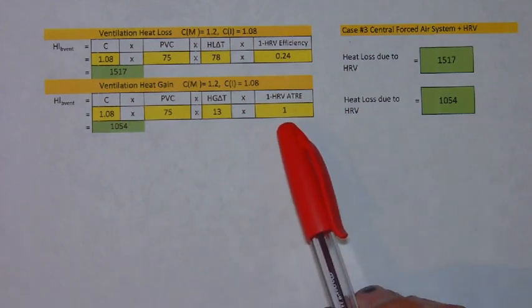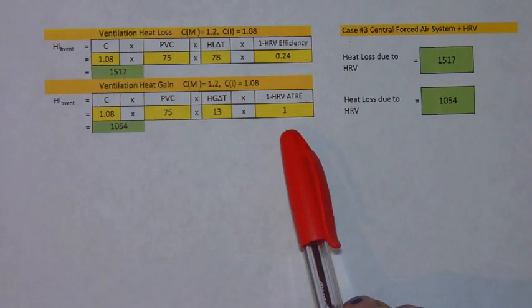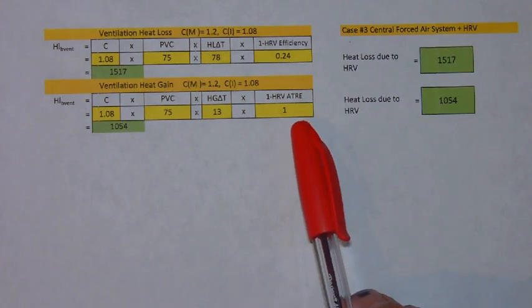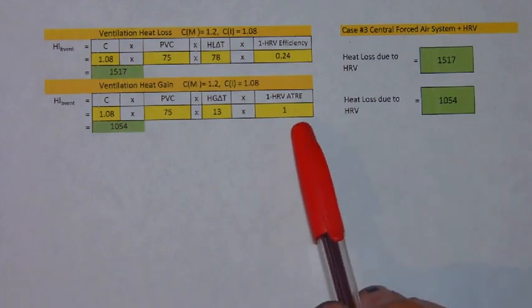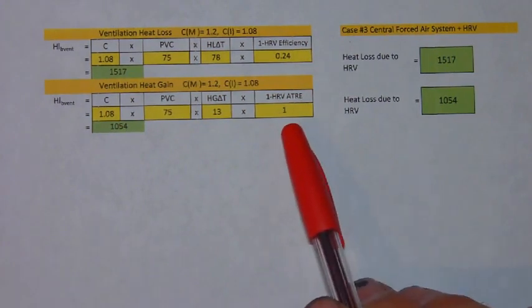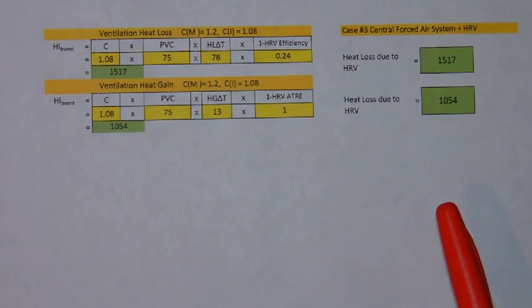Now, as it happens, HRVs do not have the ability to remove latent heat. So an HRV does not have an ATRE value. Only ERVs, energy recovery ventilators, have an ATRE value. So since the building code only mandates HRVs, you are not required to install an ERV, but ERVs would have their place in certain applications.